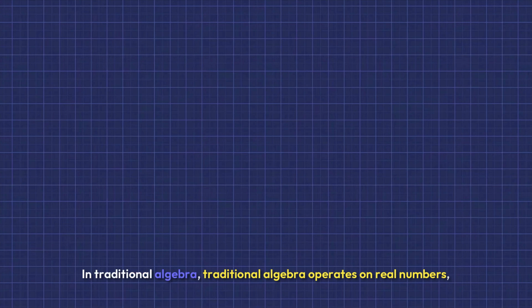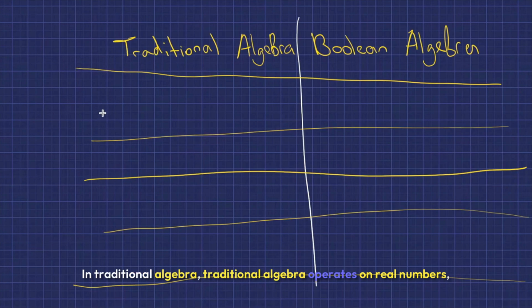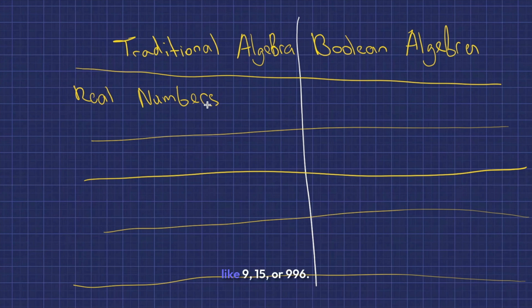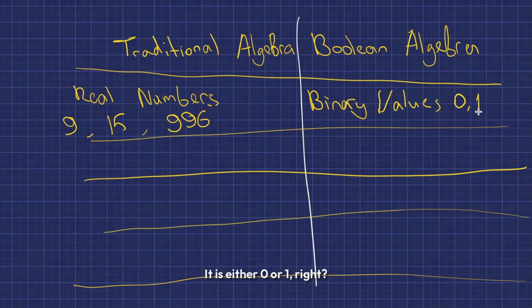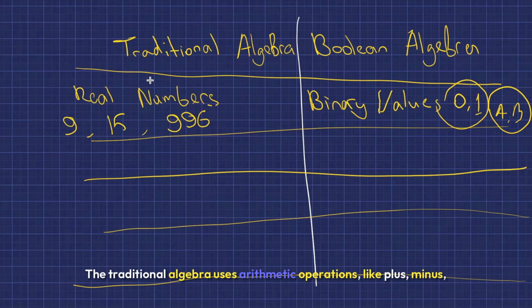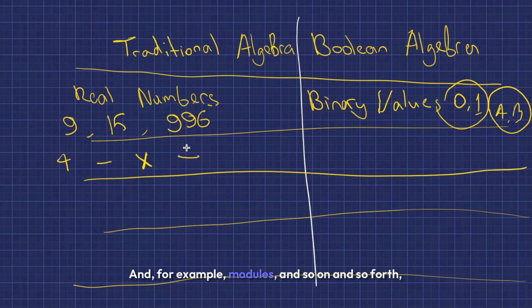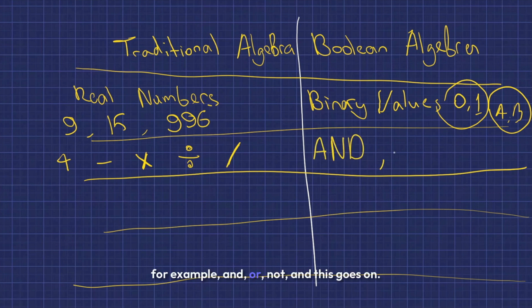In traditional algebra, we operate on real numbers like 9, 15, or 996. But Boolean algebra operates on binary values. It is either 0 or 1, right? A or B. Traditional algebra uses arithmetic operations like plus, minus, and for example modulus, and so forth. But Boolean algebra uses logical operations, for example AND, OR, NOT, and this goes on.